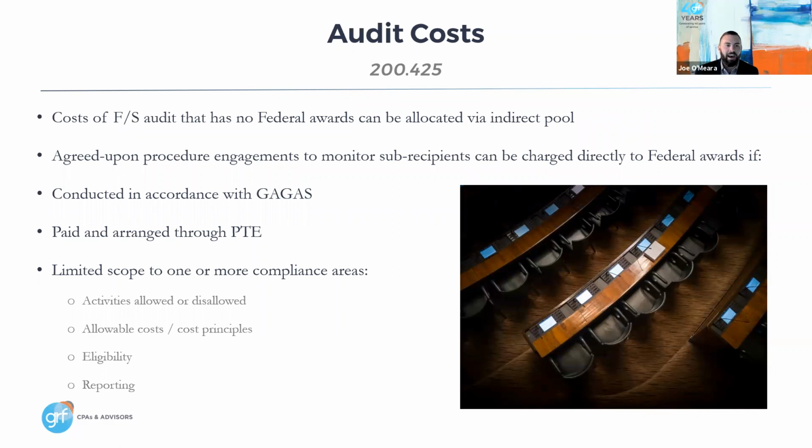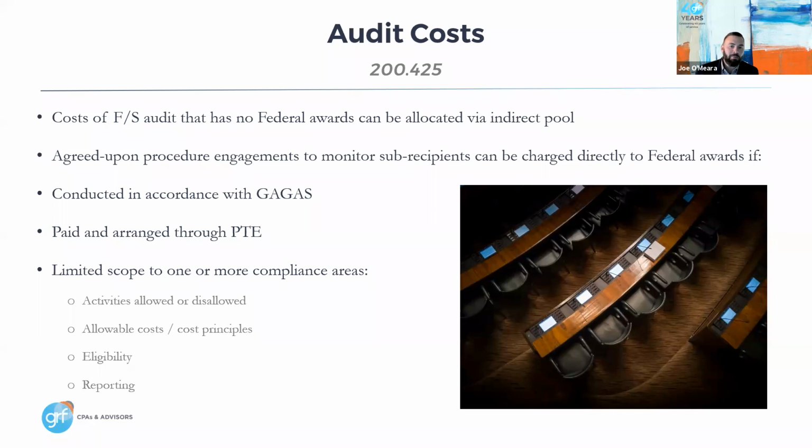And then just a little bit more on the audit costs. The cost of the financial statement audit that has no federal awards can be allocated via the indirect pool. So that's a normal cost of doing business type thing, and it can be in the indirect pool.